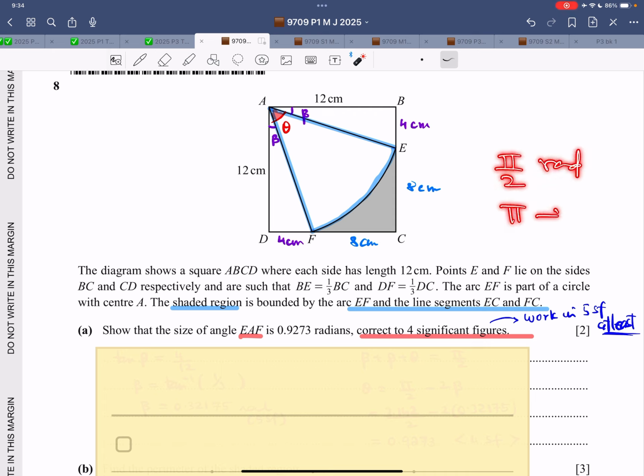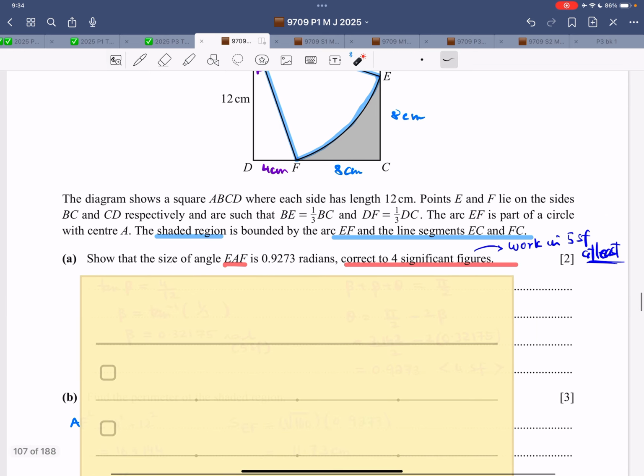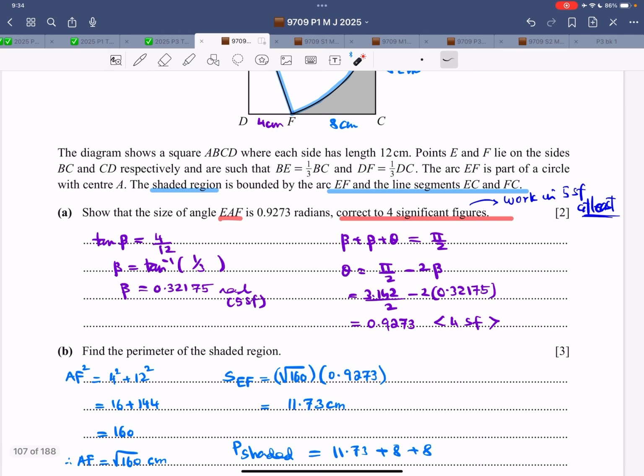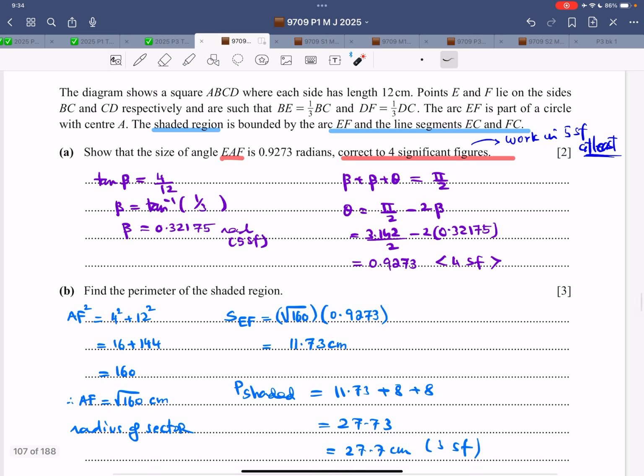The value of pi that I'll use is 3.142, correct to 4SF. Actually, I should have used 5SF, but I think it would work. Or I can use the calculator value. So now, let's look at this. Tangent of beta is 4 over 12. You find the value of beta, 5SF. Beta plus theta is this much. So I should have used it, but I just worked out with this, and it's giving the correct answer, 4SF.